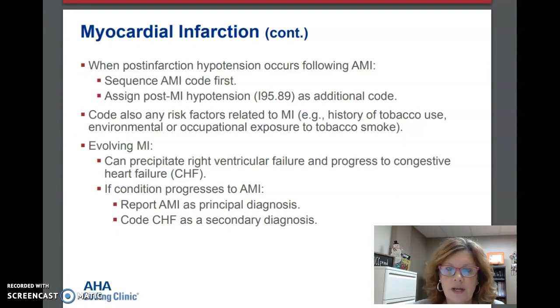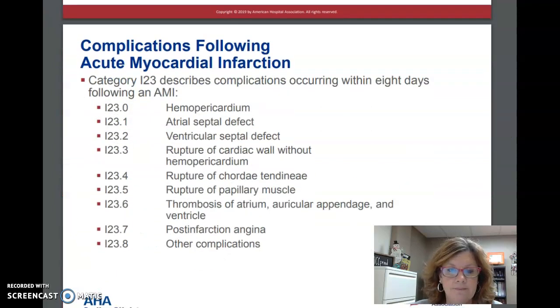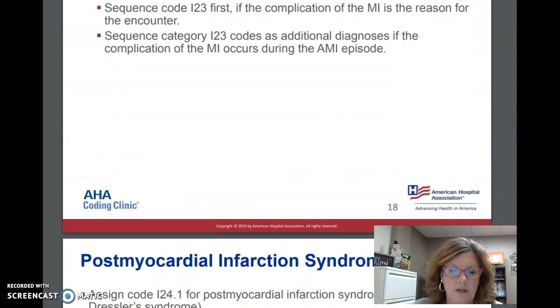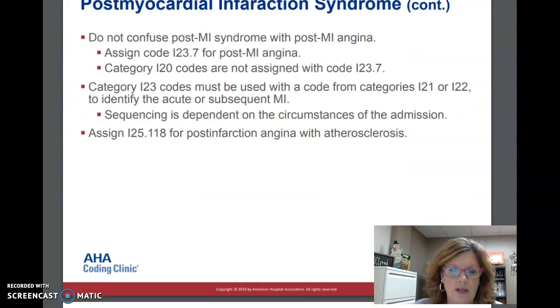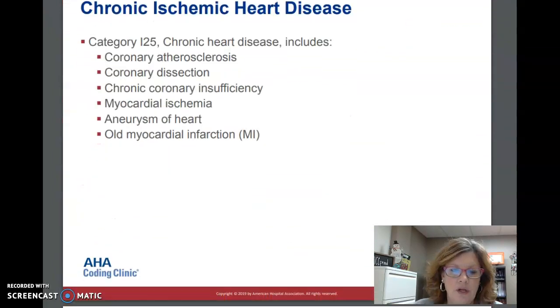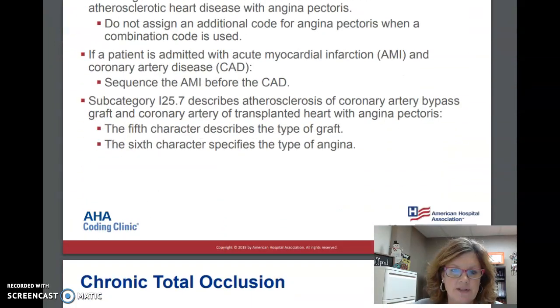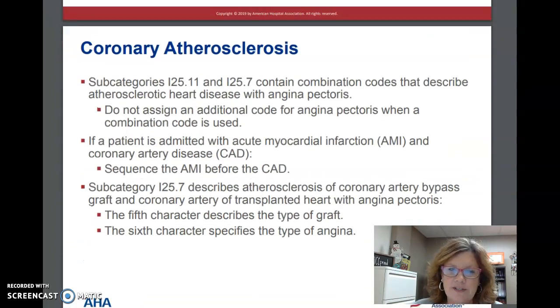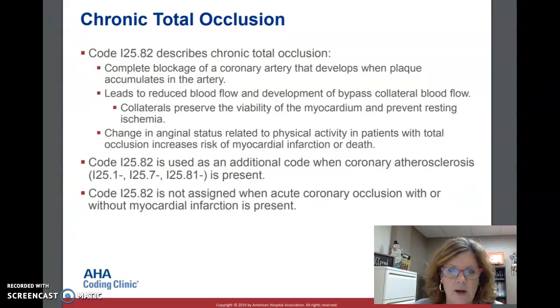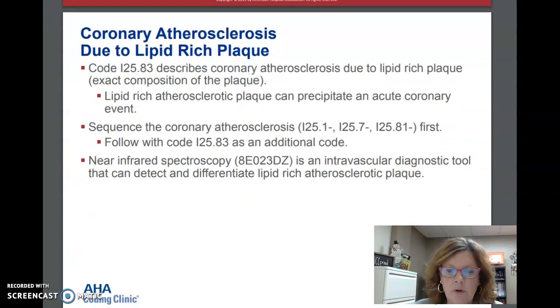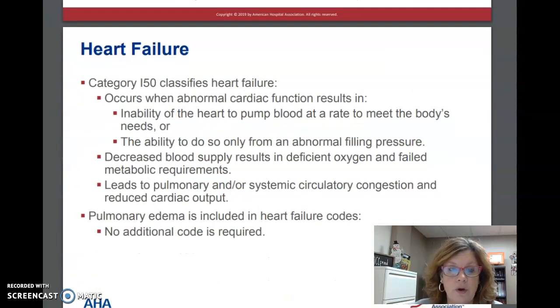When post-infarction hypotension occurs following AMI, you want to sequence the AMI first. Then we have evolving, which could go into heart failure. And then we have just different complications of an acute MI. All right, so let's go ahead. We are going to move to chronic ischemic heart disease. All these are basically stated as they are written out. So you just need to take the time, read through the coding.